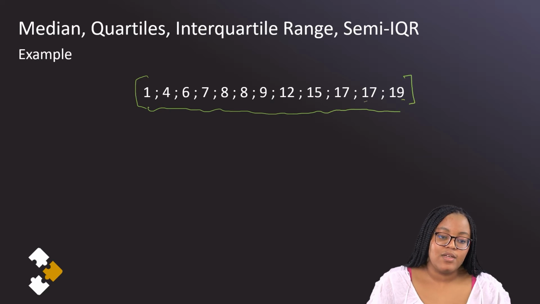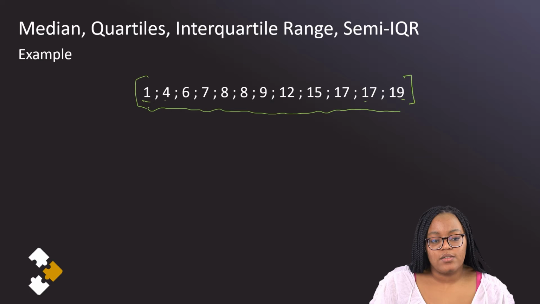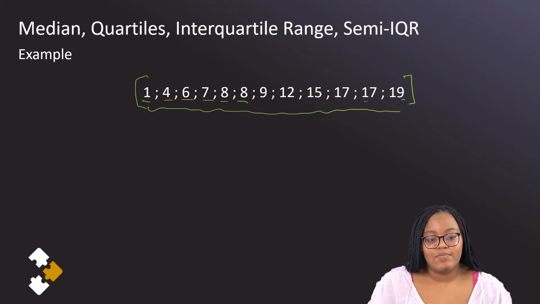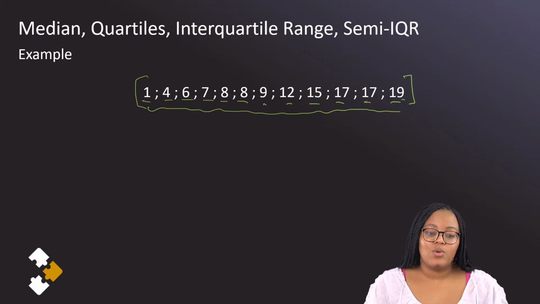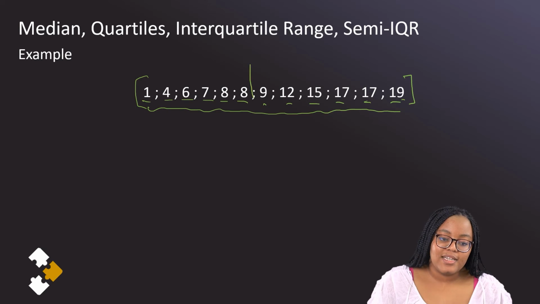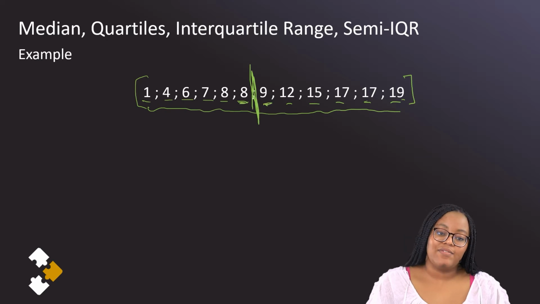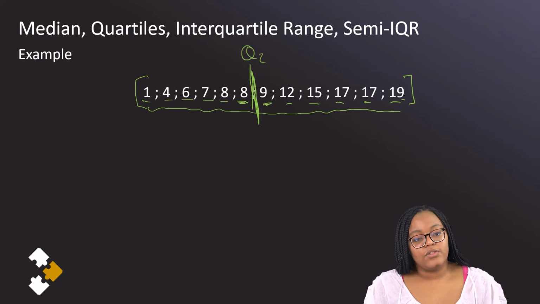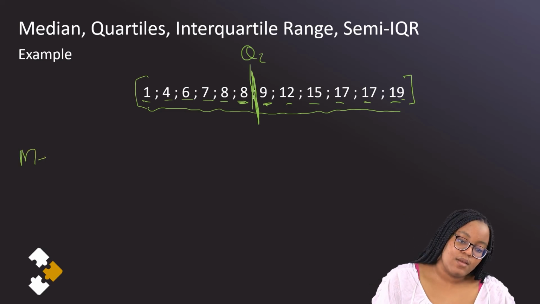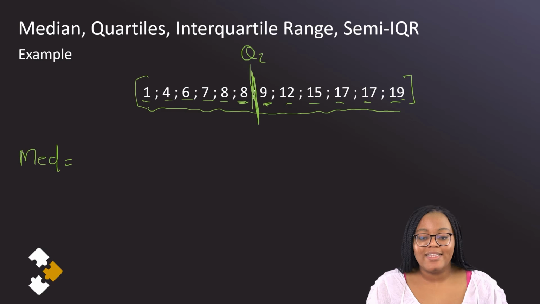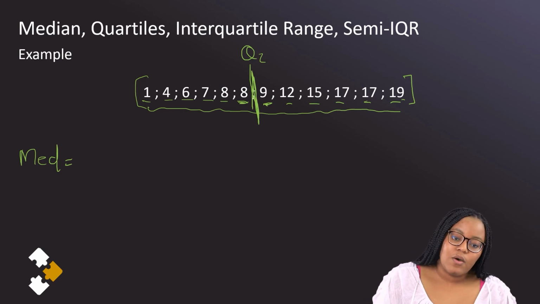So let's count from both sides. 1, 2, 3, 4, 5, 6. 1, 2, 3, 4, 5, 6. That is dividing our 12 data points in half. Our median is going to lie in between our 6th and our 7th data point. That is quartile 2. Therefore, if we're trying to calculate the median position, we're going to say 8, which is our 6th value, plus 9, divided by 2, because it's between those 2 points.